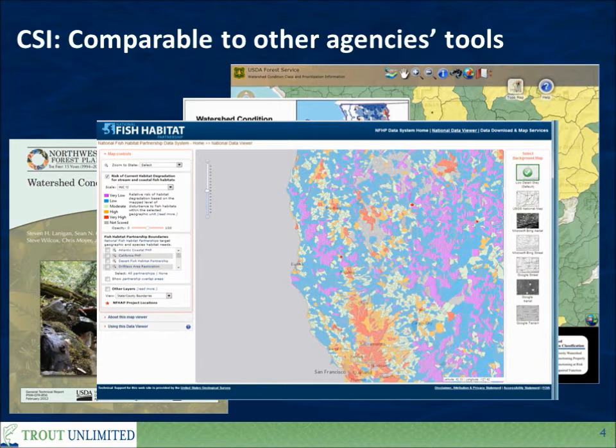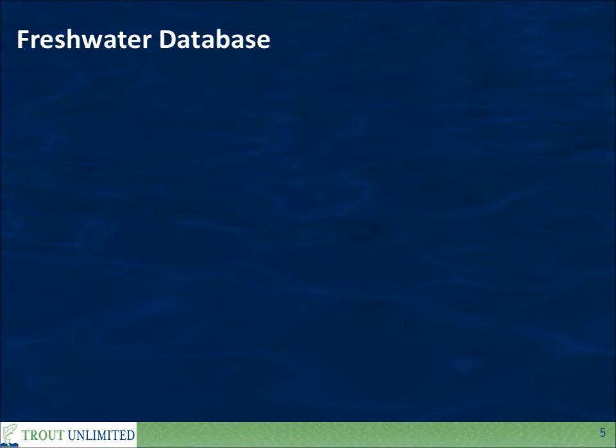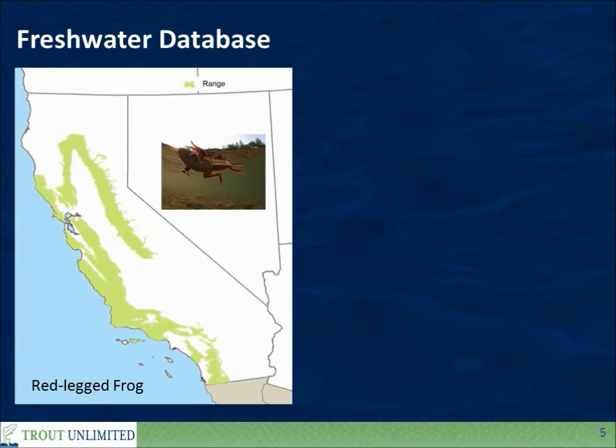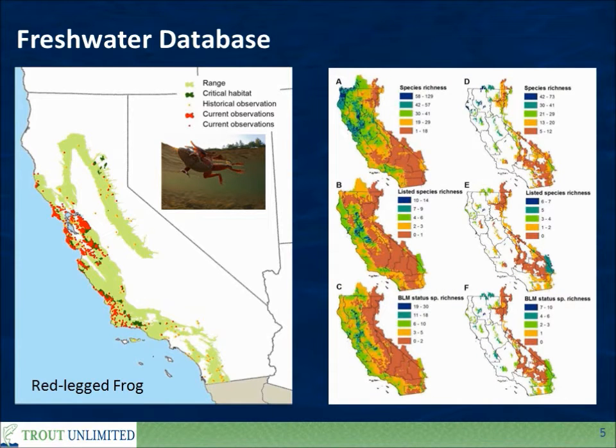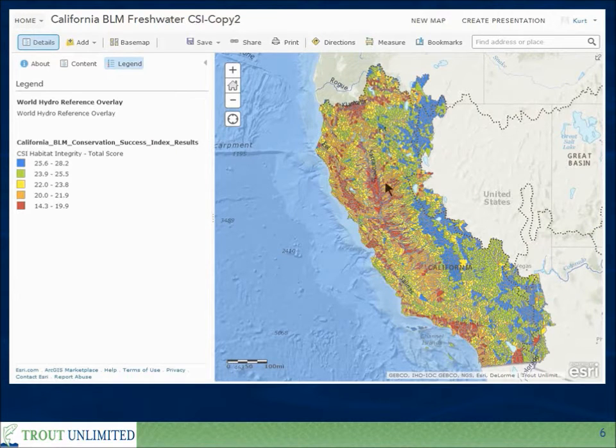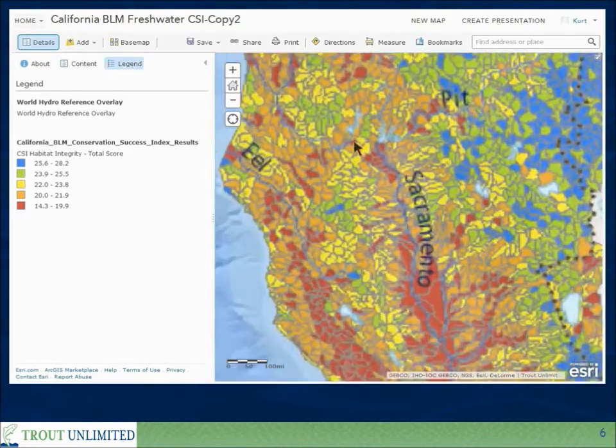In addition to the CSI, we worked with the Nature Conservancy to develop a database of freshwater species and habitat occurrence in California. The database considers a variety of data types for species, including range data, critical habitat information, historical observations from museum records, and current observations, allowing us to map the pattern of richness for freshwater species, those listed species, and those species that are BLM special status across the state. Both tools are available online as web maps.